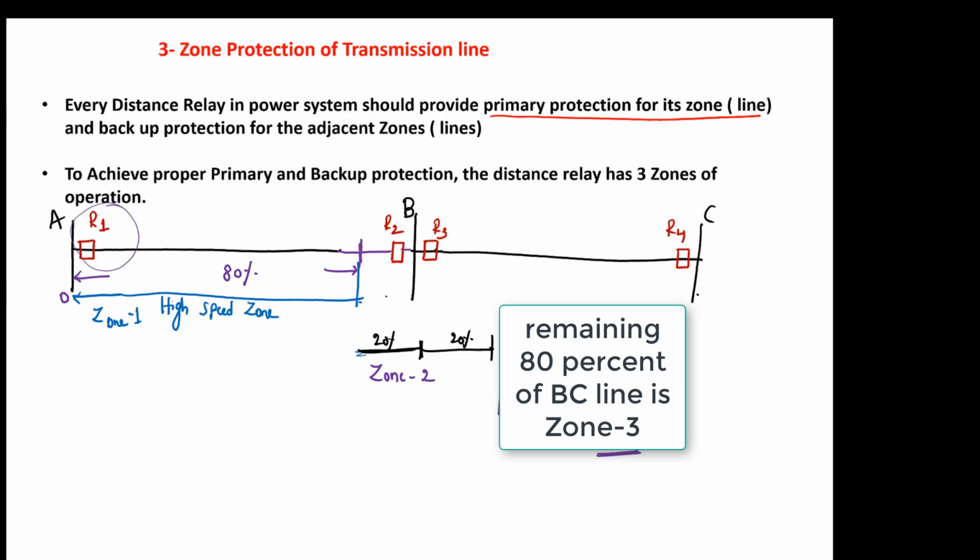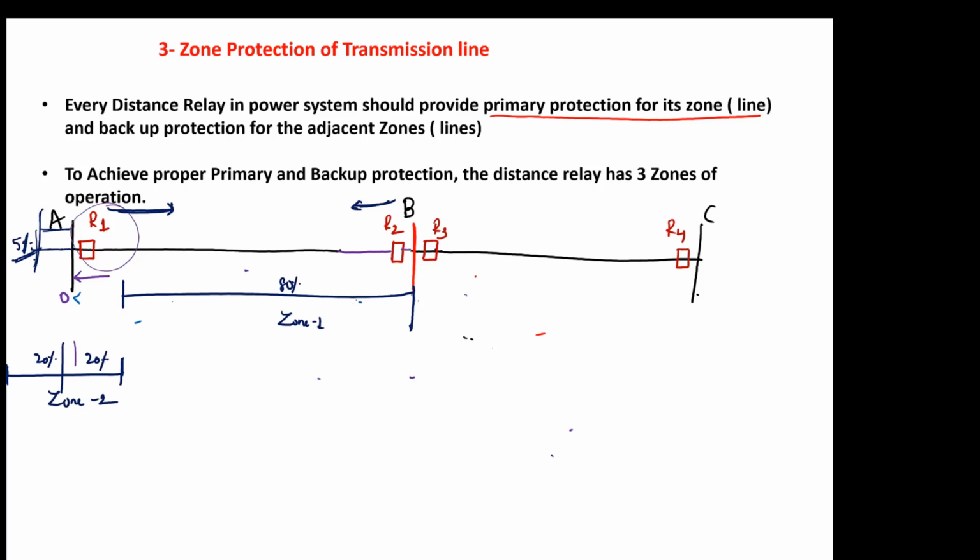The remaining line falls under zone 3, that is, after zone 2 in the second transmission line. That means you can calculate these values: 120% of the line is zone 2 and 150% of the line is zone 3. Understand? So 80% of its own line is the high speed zone. Next is zone 2, the medium speed zone, and then zone 3, the slow speed zone. Understand?